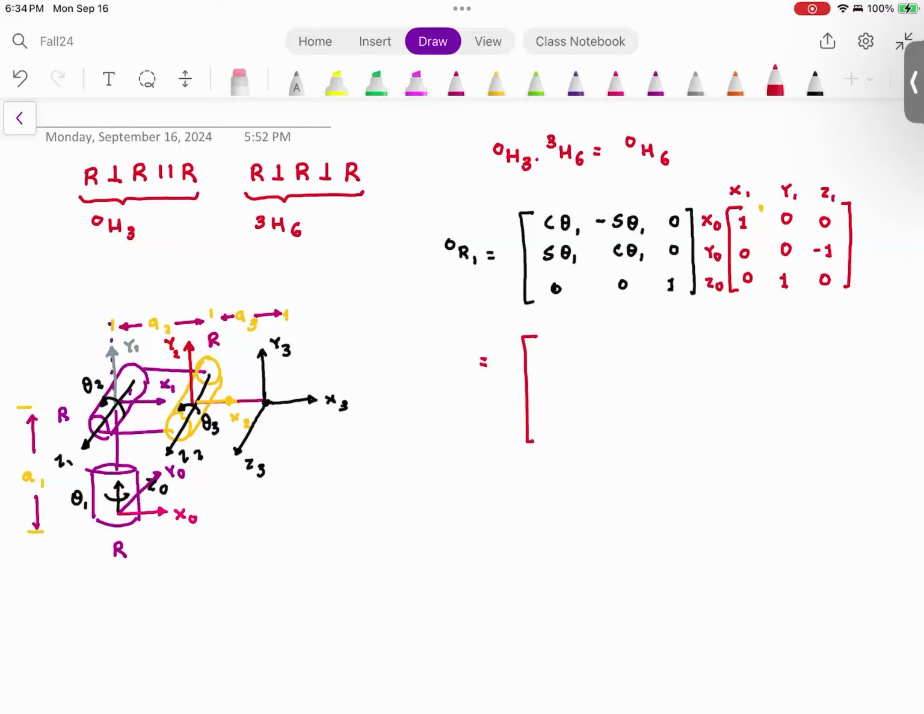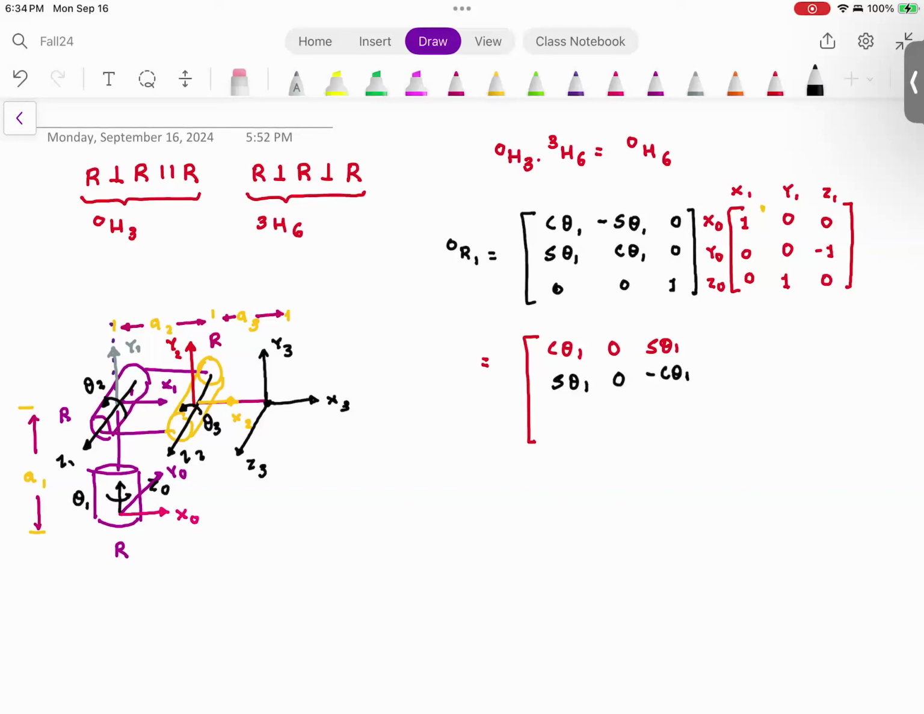First row, first column, cosine theta 1. First row, second column, 0. First row, third column, sine theta 1. Second row, first column. Everyone knows how to multiply matrices, right? Anyone here does not know how to multiply matrices? Sine theta 1. Then this becomes 0. This becomes minus cosine theta 1. This becomes 0. This becomes 1. This becomes 0. Are you with me so far?